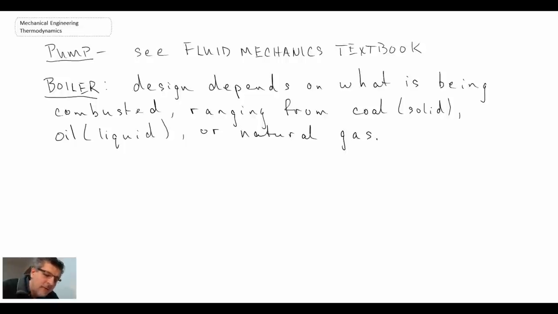And so we can have a variety of different fuels. You can be using coal, which is a solid fuel, oil, a liquid, or natural gas. Now, usually for natural gas you'd have a slightly different design, and that's the combined cycle that we will look at in a later lecture.